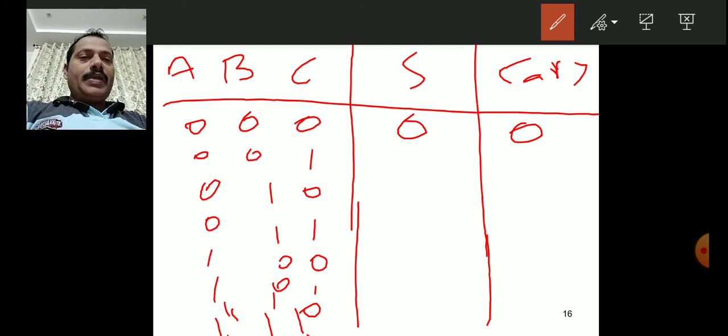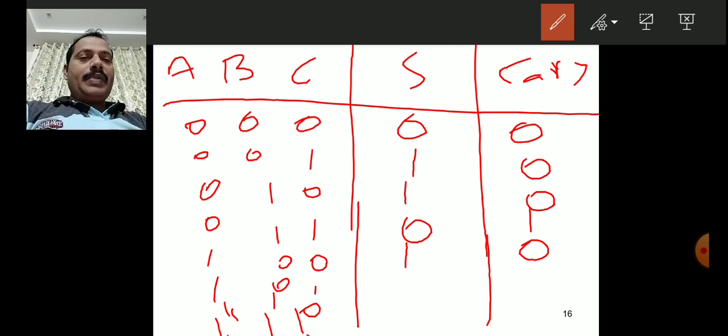0 plus 0 plus 1, sum is 1, carry is 0. 0 plus 1 plus 0, sum is 1, carry is 0. 0 plus 1 plus 1, sum is 0, carry is 1. 1 plus 0 plus 0, here sum is 1, carry is 0.